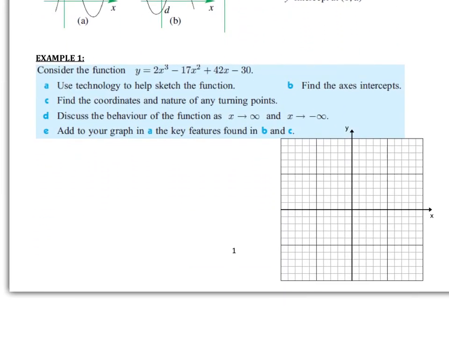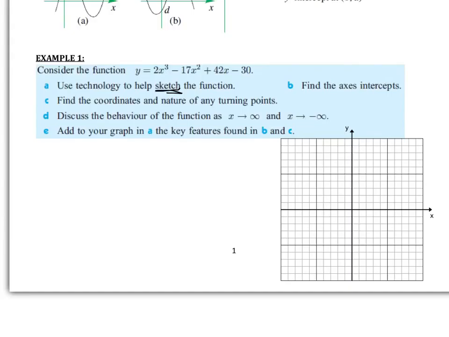It says, consider the function y equals 2x to the third power, I'm typing this into my calculator as we're going, minus 17x squared, and then plus 42x, and then minus 30. Now when I hit graph here, I'm looking at a normal standard 10 by 10 viewing window, and I see something that looks pretty good, but I want to use technology to help sketch the function. It doesn't say draw, it says sketch, which means they're not expecting to see a super accurate graph, but it should be a decent graph. You should be able to get important information out of there.